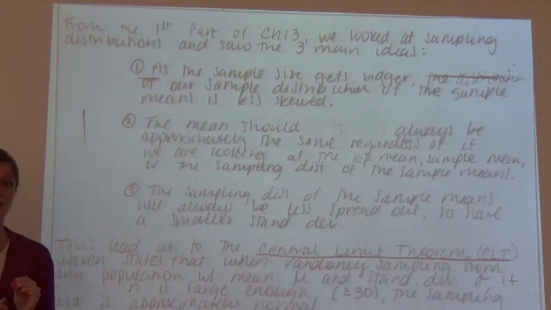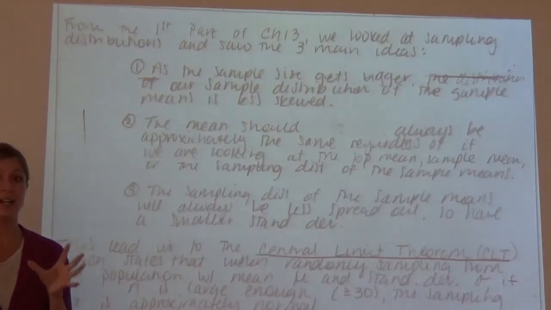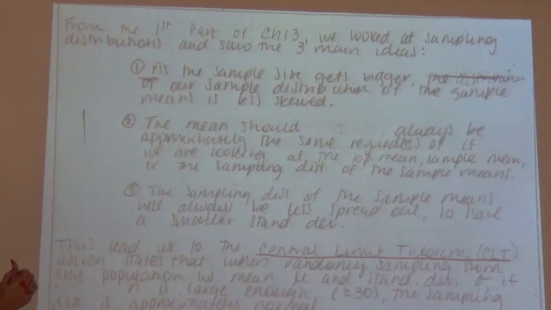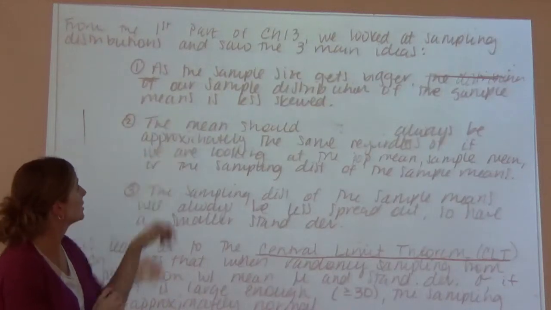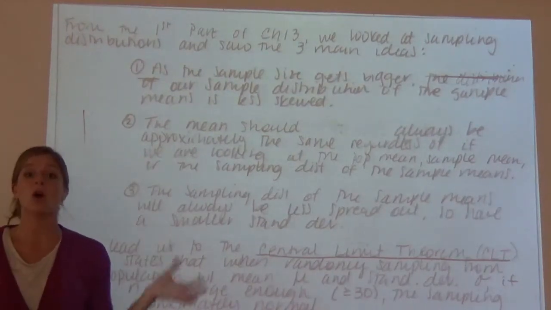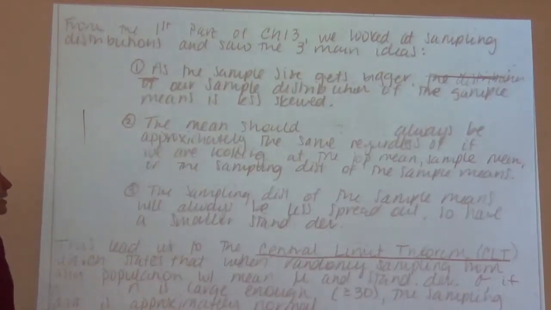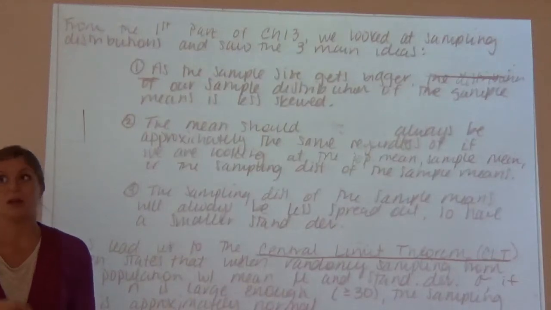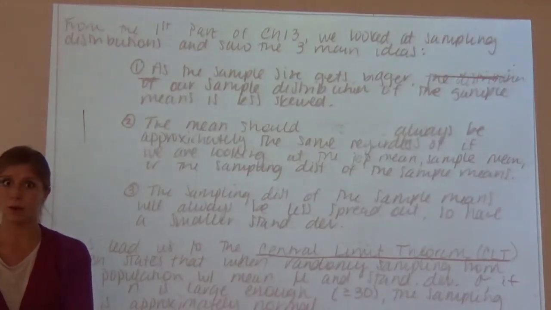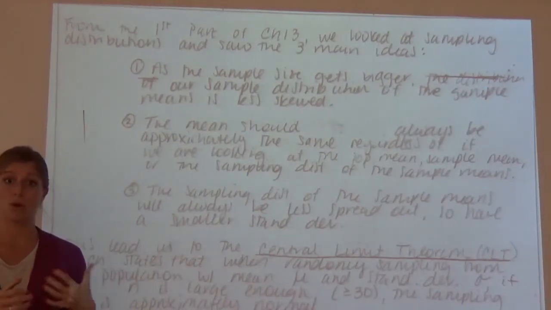But basically, when we are looking at that animation video, we should have gotten three ideas. The first one is that even if we start with some crazy distribution, if we take enough samples, then as the sample size gets bigger, our sampling distribution of the sample means is less skewed, meaning it became more and more normal, looked more like a bell curve. Second big thing is that the mean should always be approximately the same, regardless if we're looking at the sample mean, the population mean, or the sampling distribution of the sample mean. So we could use those three things to approximate one another, which is what we are going to do.